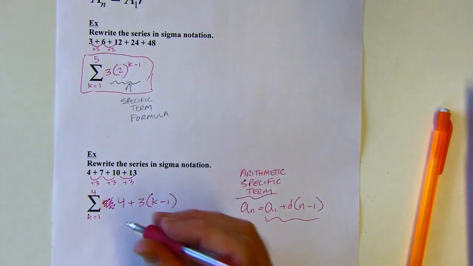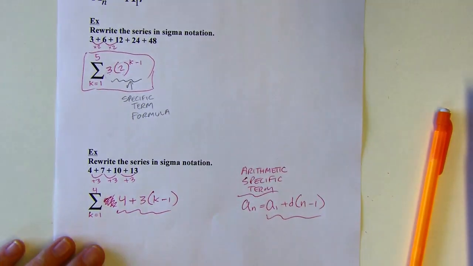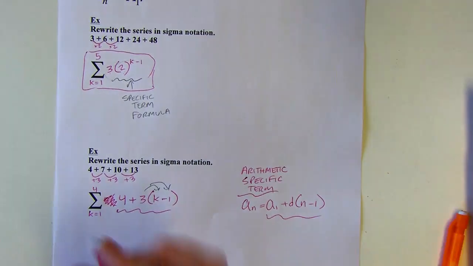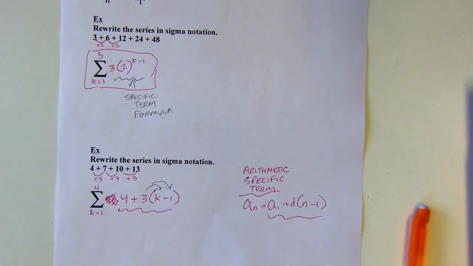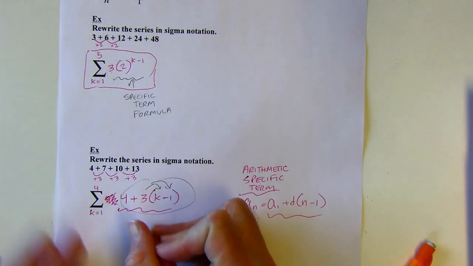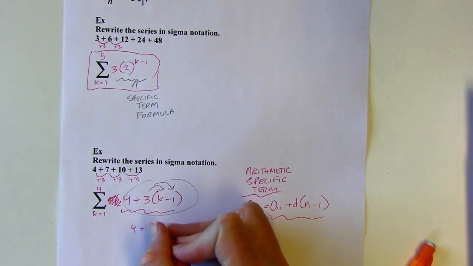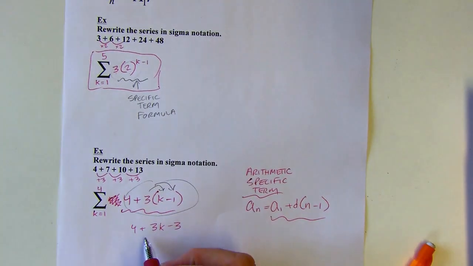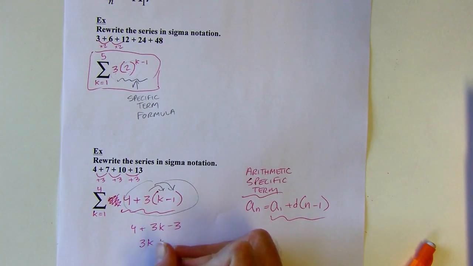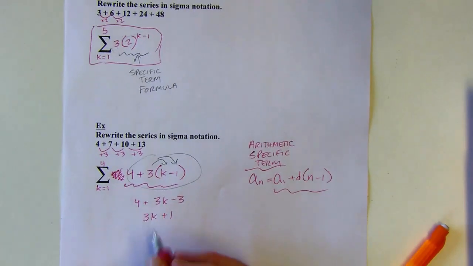And it's probably a good idea to clean this up a little bit because we can simplify that. So I'm going to distribute the 3. Here, so I'll just work on this piece for a second, so I don't have to keep writing the sigma piece. 3k minus 3, and then I combine the like terms. 4 and negative 3 gives me 1. Okay, so that simplifies to 3k plus 1.